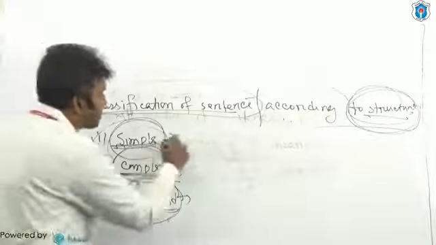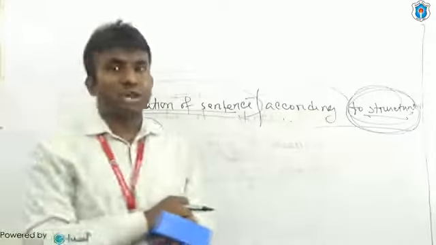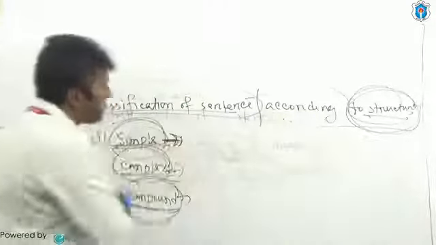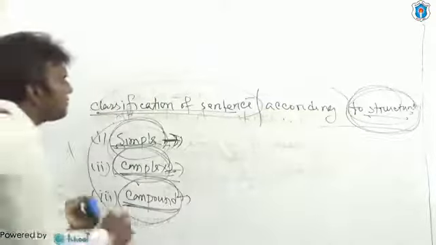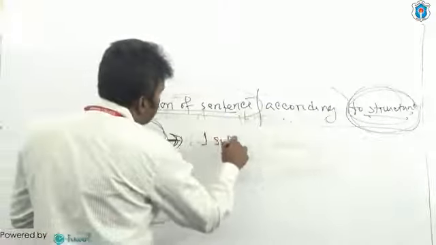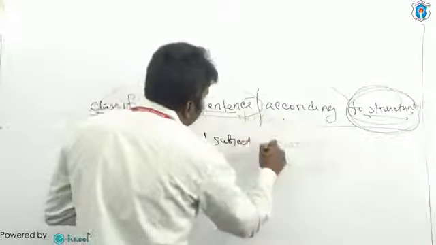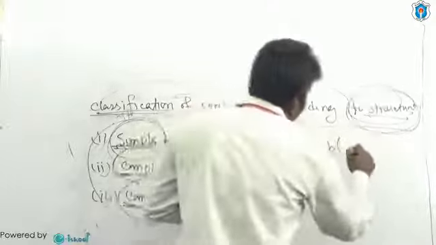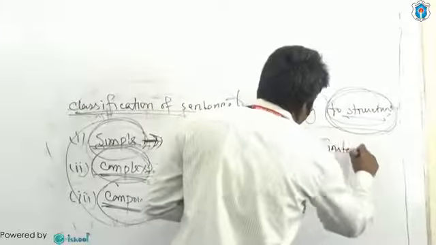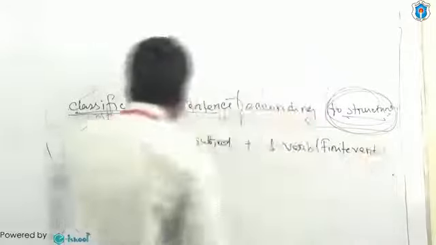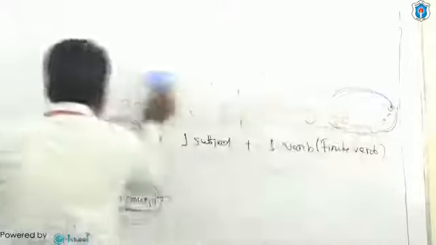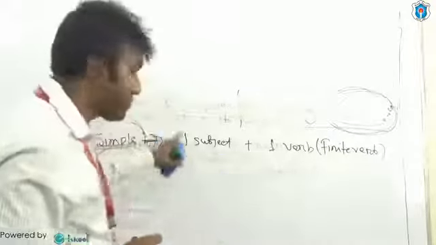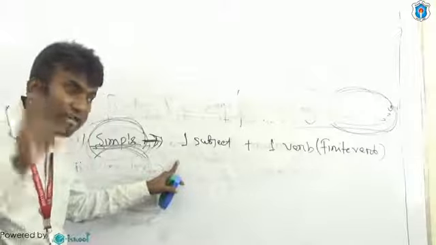What is a simple sentence? What is the basic structural element of simple sentence? Look at. Simple sentence consists of just one subject and one verb. Actually, finite verb. Simple sentence maintains the structure where we will get one subject and one finite verb.